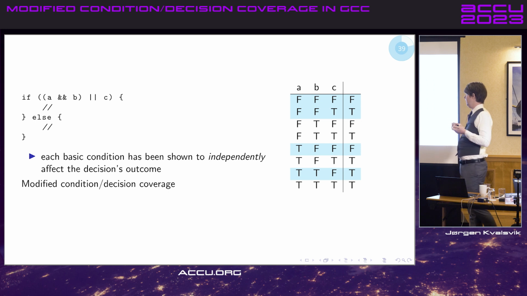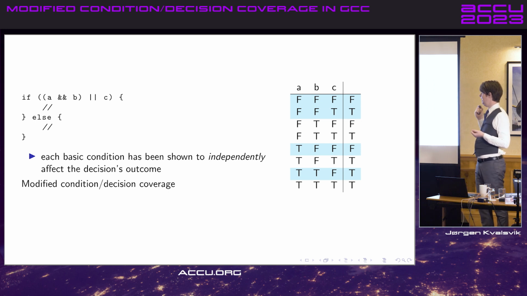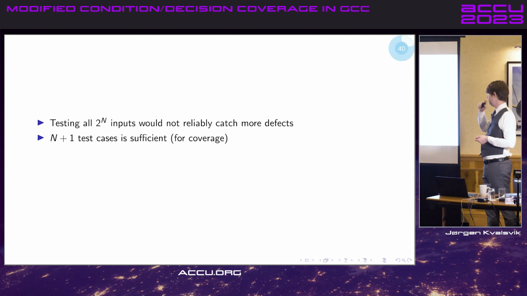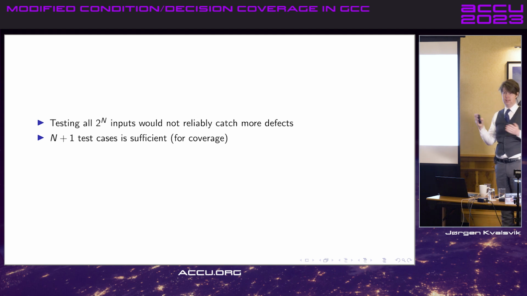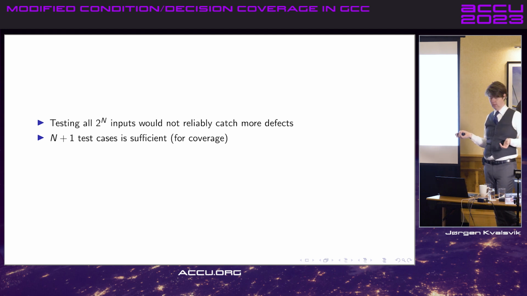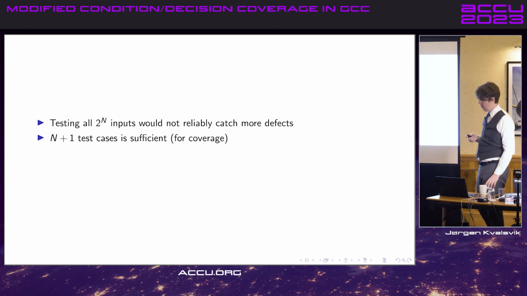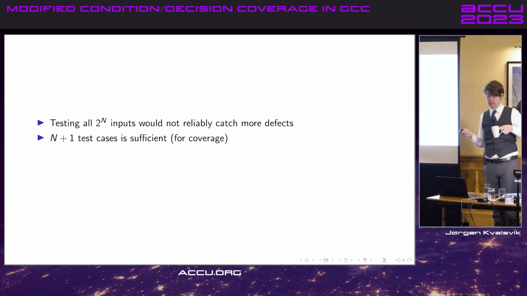And then finally, each basic condition has been shown to independently affect the outcome. For this, you need 4 tests. I'm not going to go into the why just yet. Okay, so what motivates this? Well, you can, of course, test the power set of inputs, right? The 2 to the power n inputs. But it will not actually reliably catch any more defects than you will catch with MCDC, at least not when it pertains to logic.